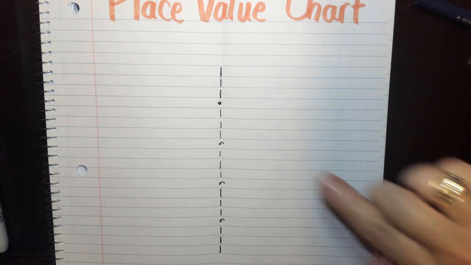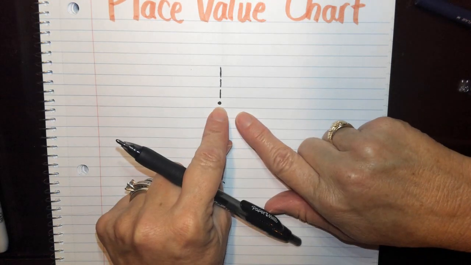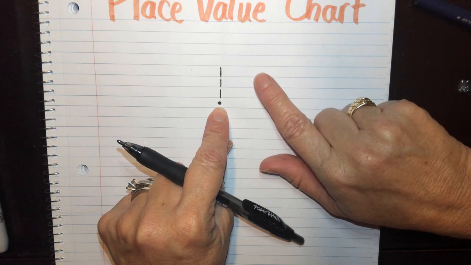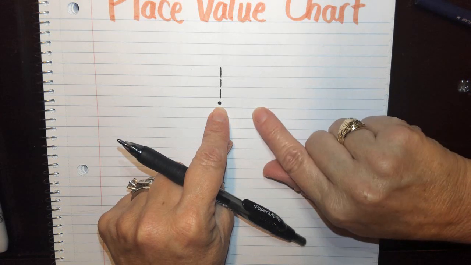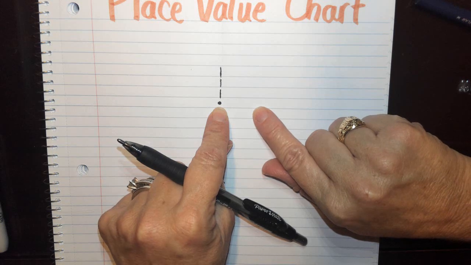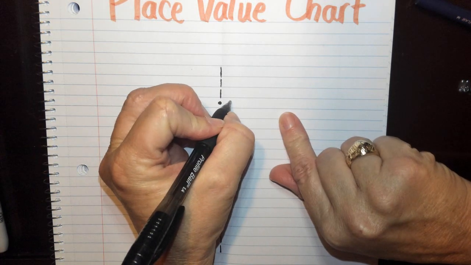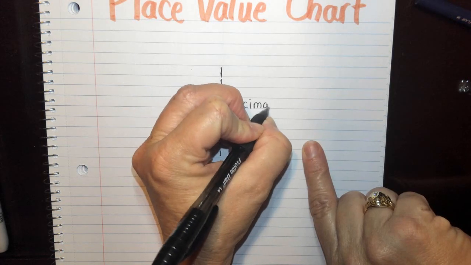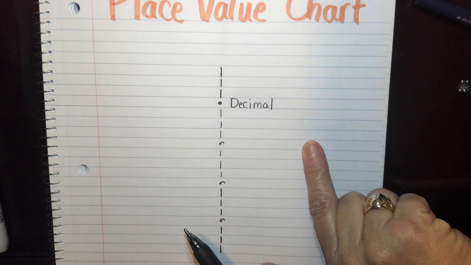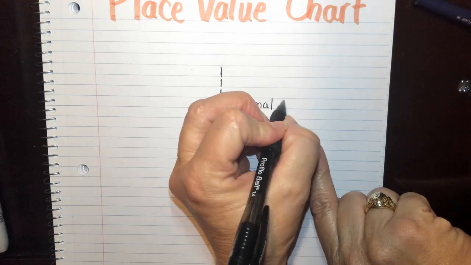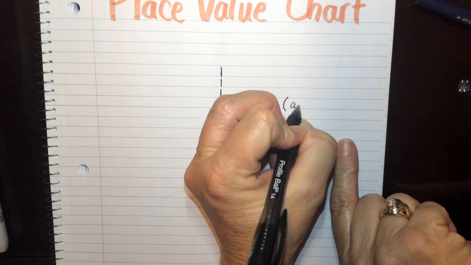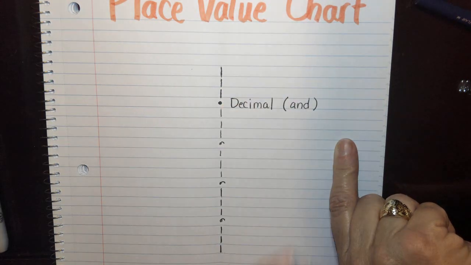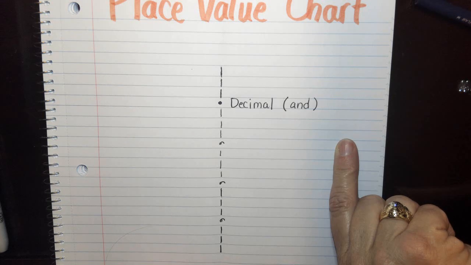So the first place that we're going to start is right here where the dot is. Notice I'm not starting at the very top. I'm starting where the dot is. So make sure that you're writing in the correct place. And on this line, we're going to call this dot the decimal. It's the decimal point. And whenever we're reading and writing numbers, we always use the word "and" to represent the decimal point.